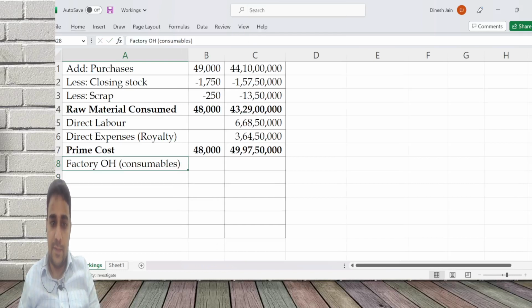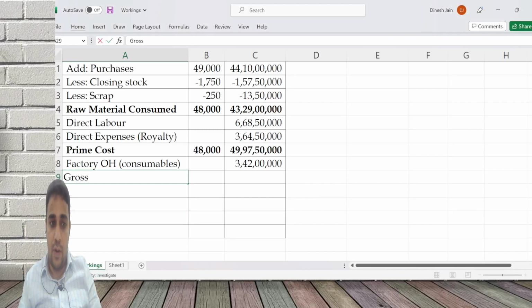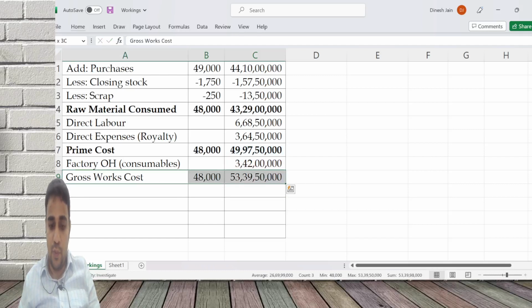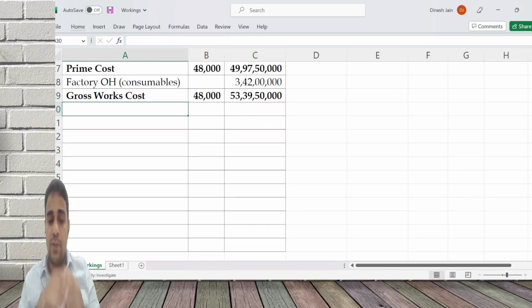Factory overheads: consumables, 3 crore 42 lakhs. Primary packing will go as a separate line item. R&D is a separate line item. AOH relating to production is a separate line item. Selling and secondary packing will go as selling and distribution. All this is gross works cost.